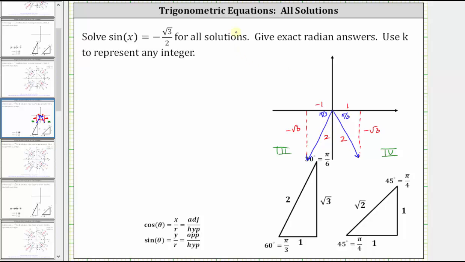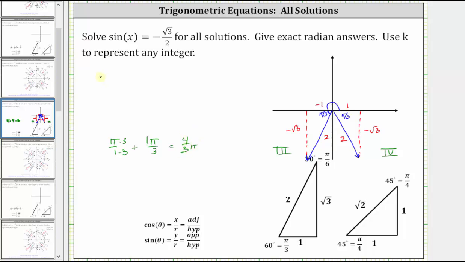But remember, we're looking for all the solutions, so we're looking for all the angles that are coterminal to these two angles. To begin, let's find the least positive angle in the third quadrant, which would be this angle here. This angle is equal to pi radians plus pi over 3 radians. Adding, we have 3/3 pi radians plus 1/3 pi radians, which gives us 4/3 pi radians.